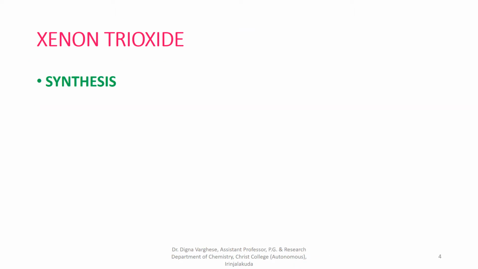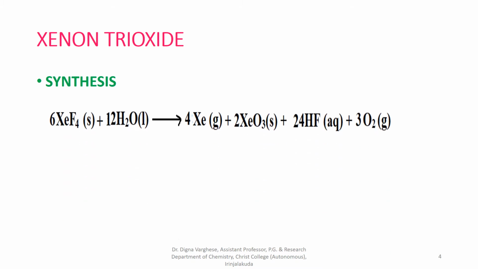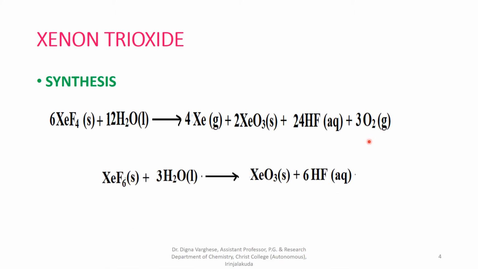Xenon trioxide, its synthesis: when xenon tetrafluoride undergoes hydrolysis, it gives highly explosive xenon trioxide along with xenon gas, aqueous hydrogen fluoride and oxygen gas. Another method for the synthesis of xenon trioxide is that xenon hexafluoride undergoes slow hydrolysis, giving xenon trioxide and hydrogen fluoride.